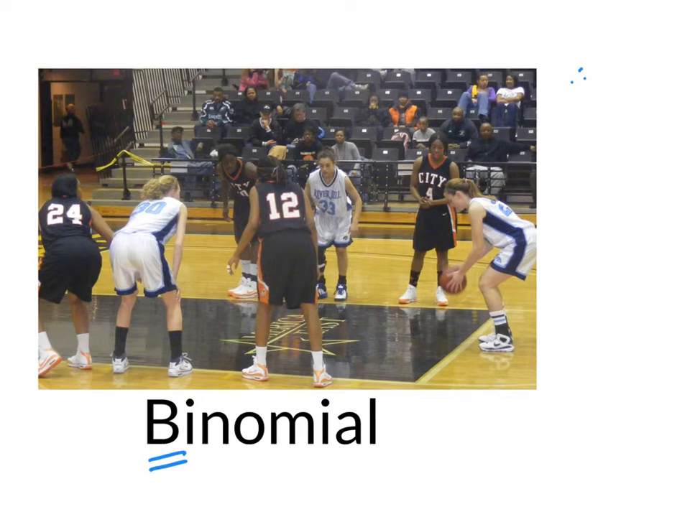One of the reasons I use free throws as an example is it's pretty simple. If you shoot a free throw, you either make it or you miss it. It's 2 different outcomes. This formula I'm about to teach you is super powerful, but it only works in situations where there's 2 possible outcomes.